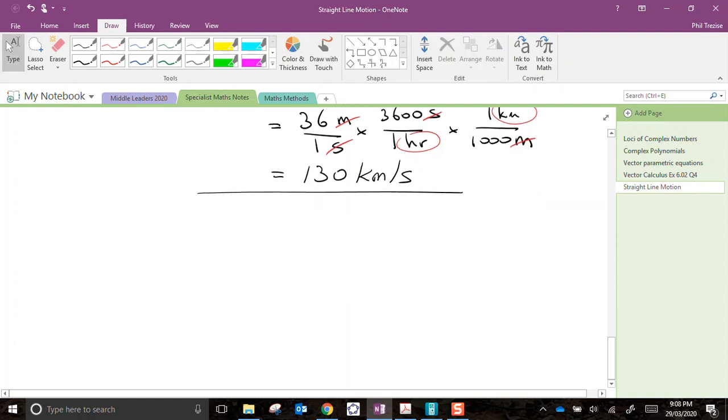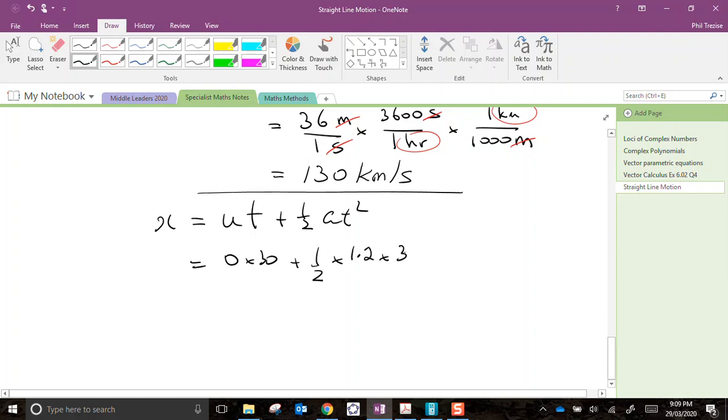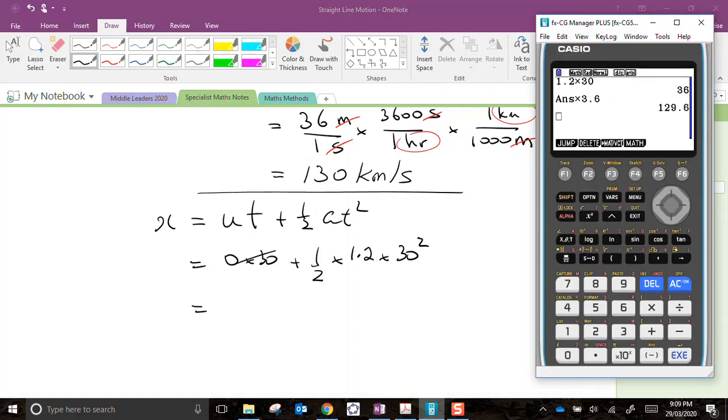Now it also said to calculate how far the thing had travelled, so this is x equals ut plus 1/2 at squared. That's the first thing that springs to mind. U was 0, time was 30, of course that's nothing. 1/2, acceleration was 1.2, time was 30, that's nothing of course. Let's go straight to the calculator. Now 0.5 by 1.2 by 30 squared, we get 540 meters.